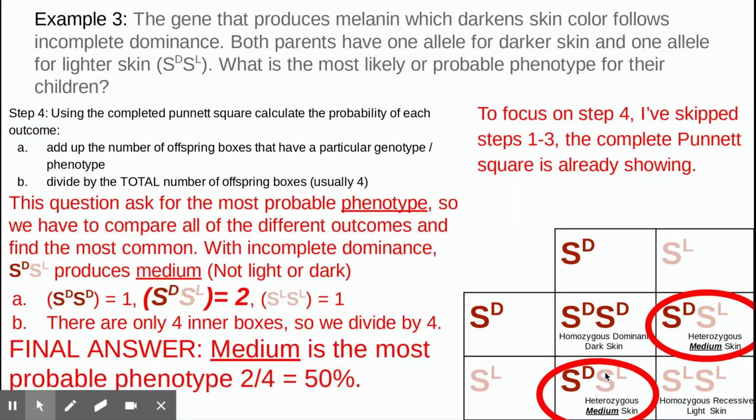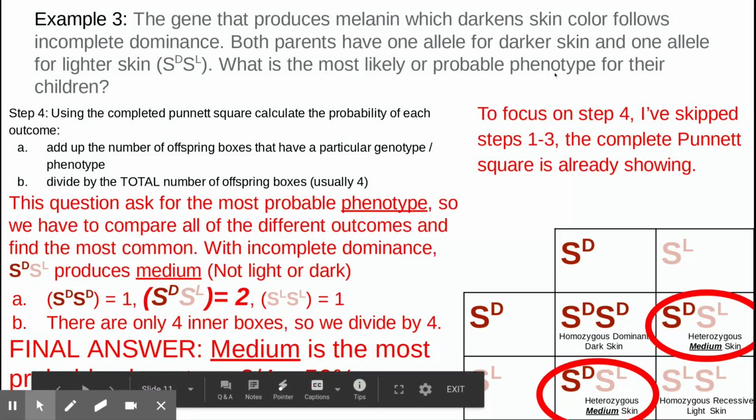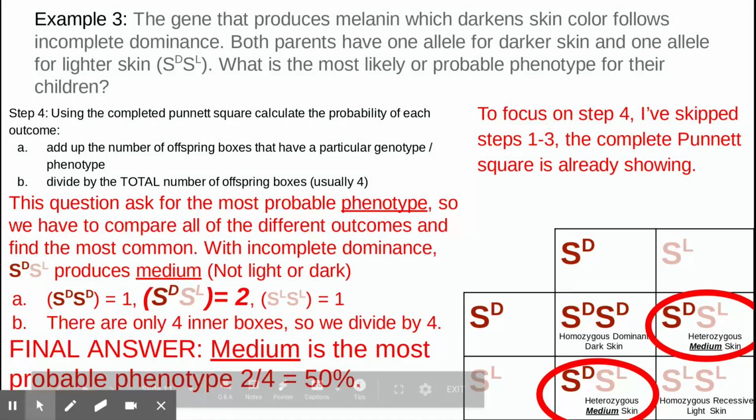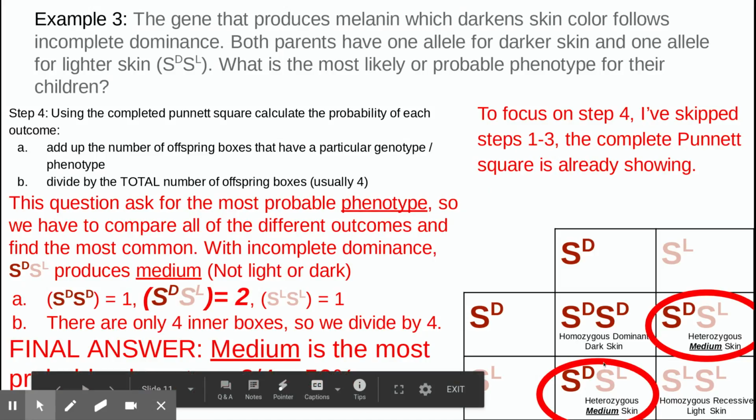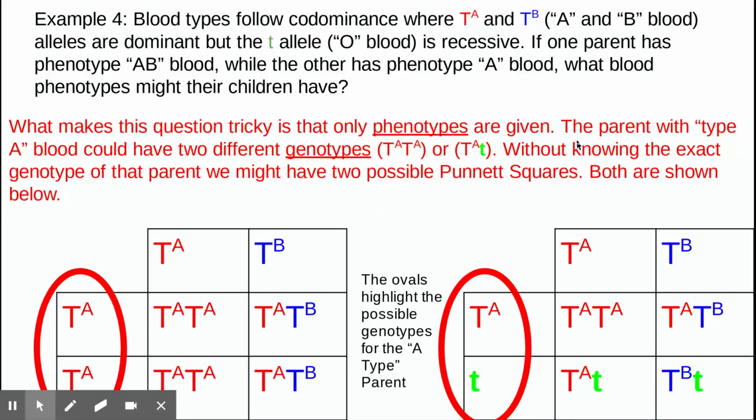Well, then the last part that can make this a bit tricky is it's asking for the phenotype. And since it's asking for phenotype, we can't just say SDSL because that would be the genotype. We have to then interpret that into its phenotype. Heterozygous would produce medium dark skin, not fully dark, not fully light, because of incomplete dominance. We have to take a phenotype that is somewhere in between dark and light, and that's medium.